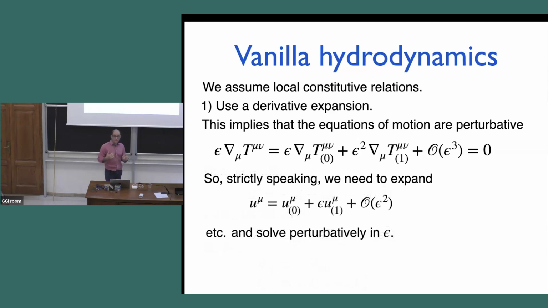Okay, so strictly speaking, what we need to do if we want to stick with the derivative expansion is expand also our hydrodynamic variables in a perturbative series and solve order by order in epsilon. This isn't what we do, but if we're constructing something in a derivative expansion, this is what we should do, and I'll comment on this later. So for now, as we derive the constitutive relations, we're going to assume that we're working in a perturbative expansion, and that means that we should also expand the hydrodynamic variables in a derivative expansion as well in order to solve them.